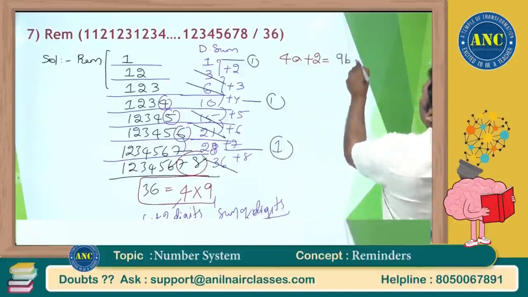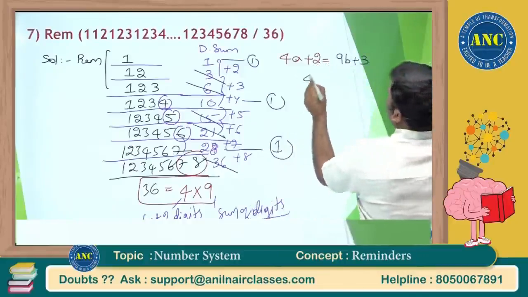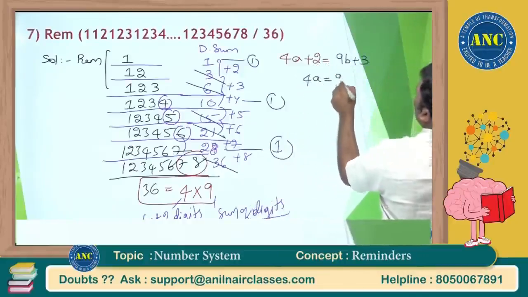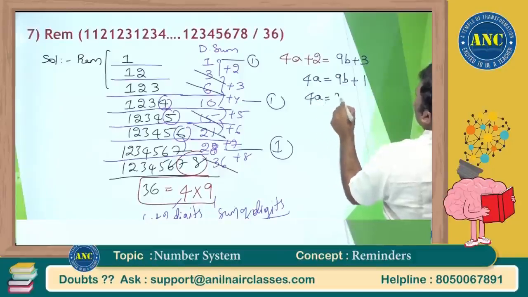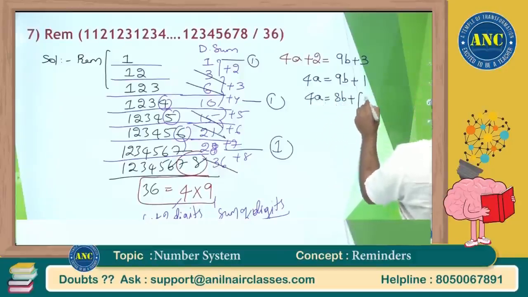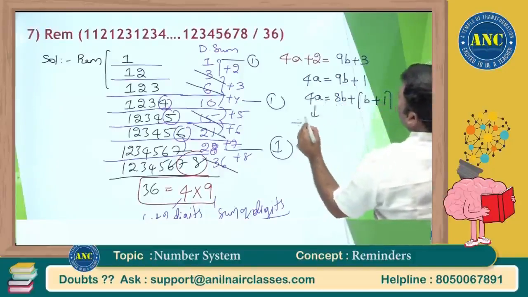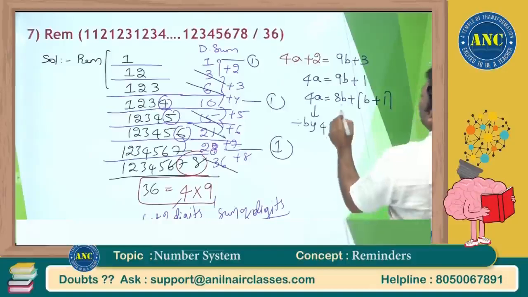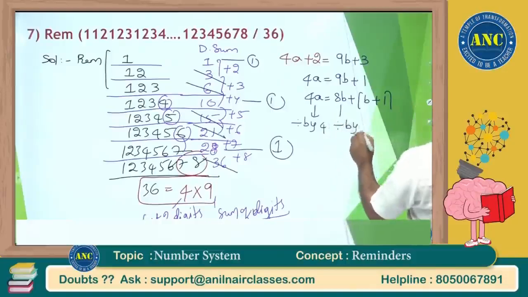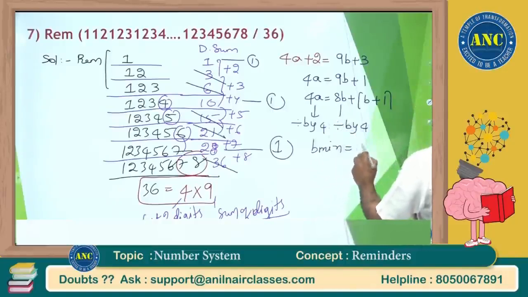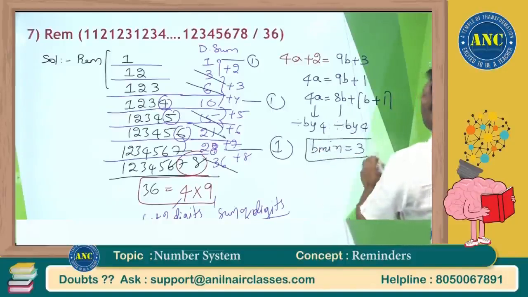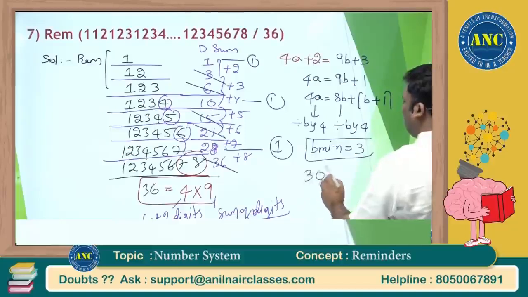4a plus 2 equivalent to 9b plus 3. So 4a equivalent to 9b plus 1. So 4a equivalent to 8b plus b plus 1. 8b is divisible by 4, so b plus 1 should be divisible by 4. b plus 1 it is 4. b minimum it is 3.